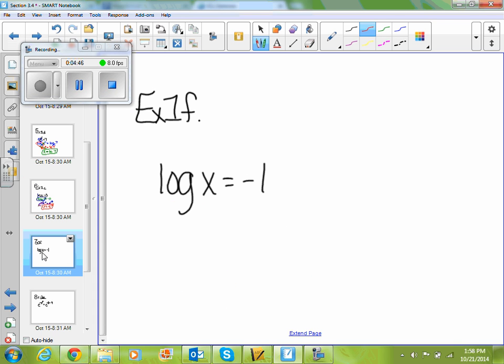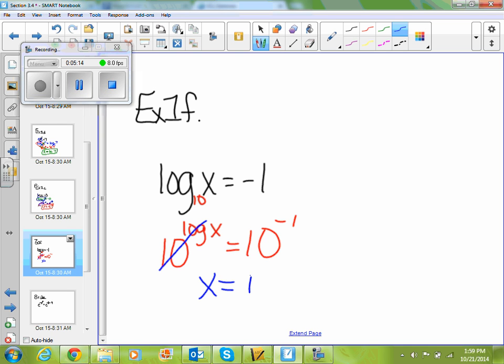Okay, so if you do the same thing with log of x equals negative 1, this is like log base 10 of x, as if it doesn't have a base, and it's always base 10. So I'm going to make 10 be my new base, and these be my exponents. So 10 to the log of x equals 10 to the negative 1. So then those cancel. So I get x equals 10 to the negative 1, which is the same thing as 1 over 10.